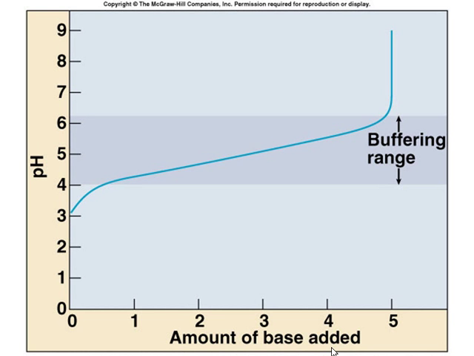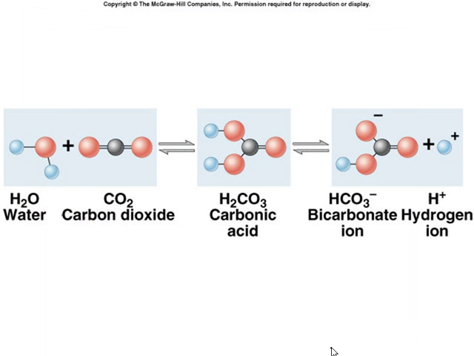Right around 7. Your buffers keep you around 7. Here is one of the most prolific buffers in your body, and I'm just introducing it to you now to plant a seed. You are going to eat, live, breathe, sleep this equation in 202. But for now, I'm just introducing it.